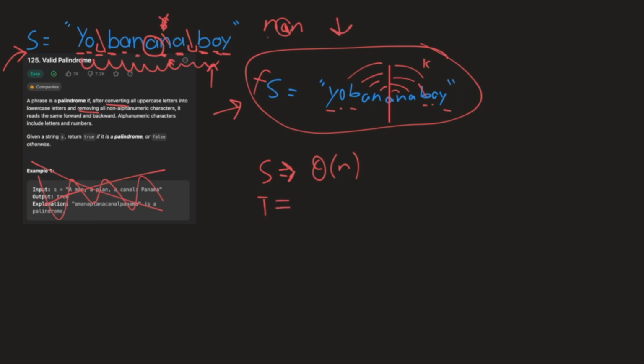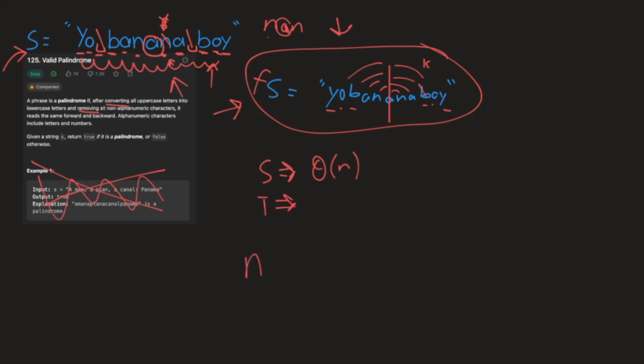And then our time complexity, well, we're going through this initial string once to create the new string, right? So we have to loop through every character in the string. So that's N.